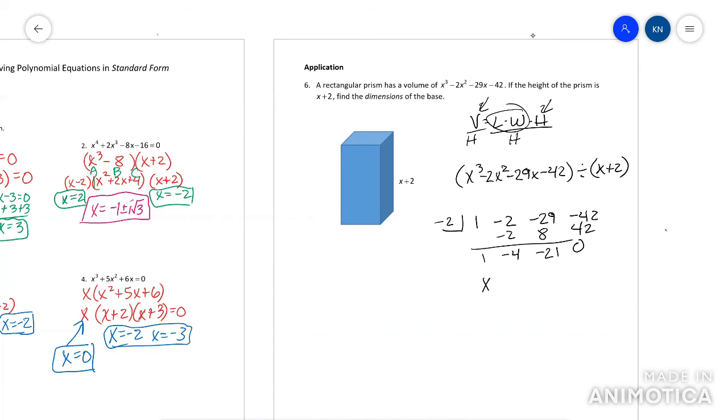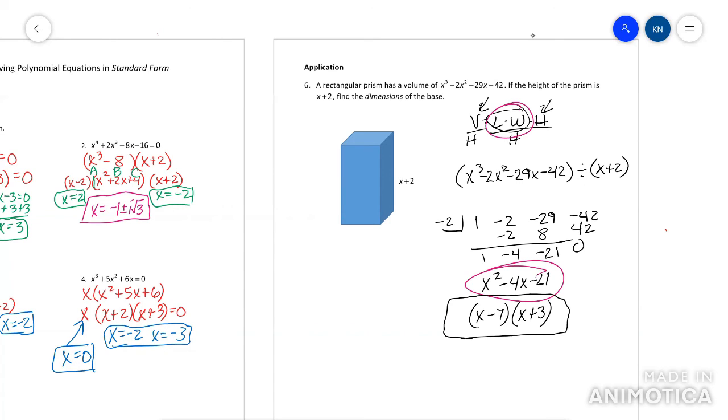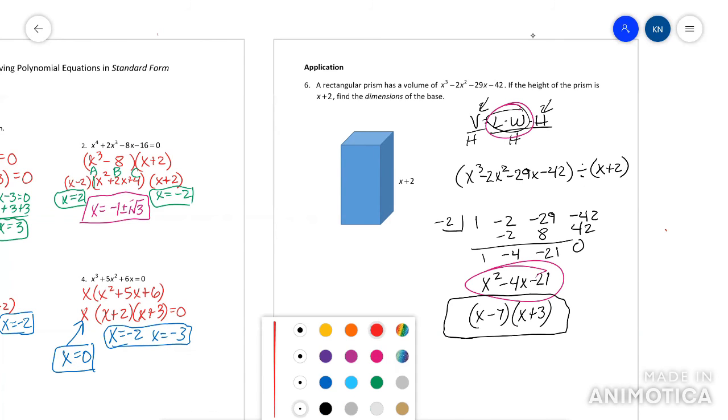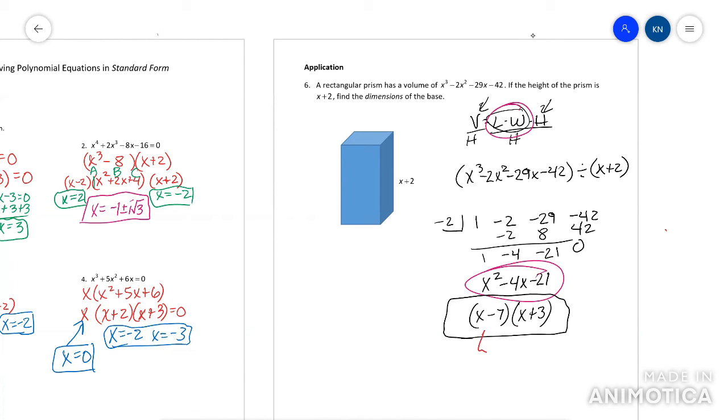All right, so I divided, I got x squared minus 4x minus 21. So this is what the length times the width is. Now you need to factor this further though. So it's a trinomial that'll factor to be x minus 7, x plus 3. This right here is your length and your width. I don't know if it really matters which one's which. We'll call this length, we'll call this width, but it doesn't matter. Those are the dimensions of the base.